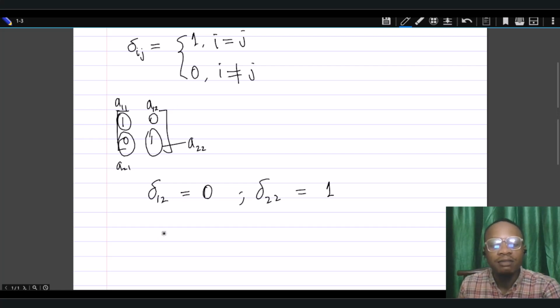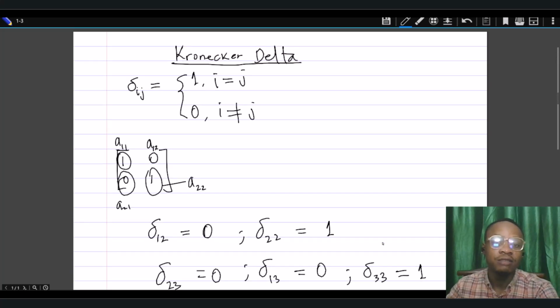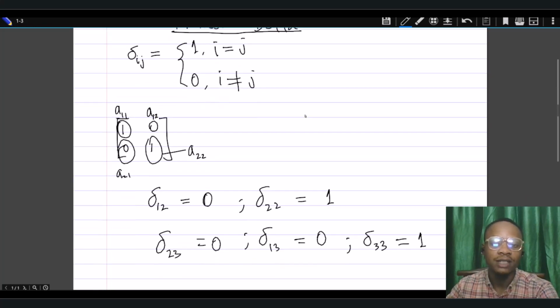Okay, so if we have delta 2 3, that will be 0 obviously. If we have delta 1 3, it will be 0 as well. If we have delta 3 3, we know that will be 1 because in this case the subscripts i and j are equal. So that is the definition of the Kronecker delta. It is equivalent to 1 when the two subscripts are the same, and it is equivalent to 0 otherwise.